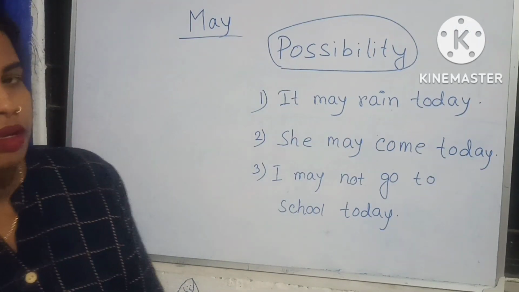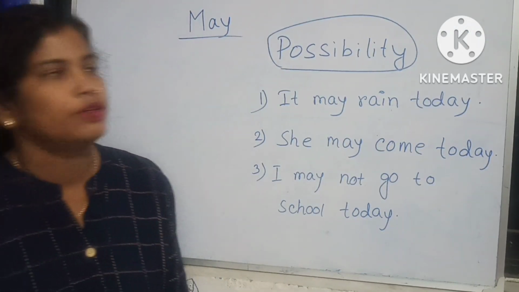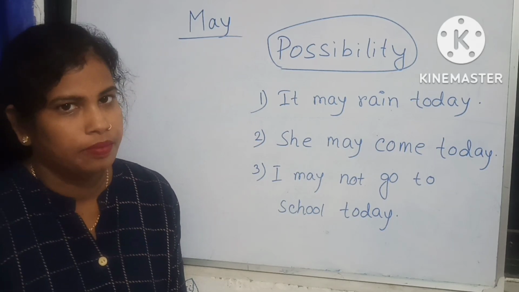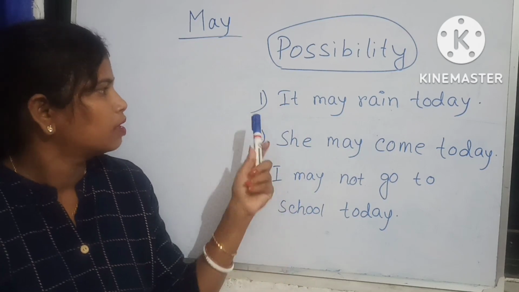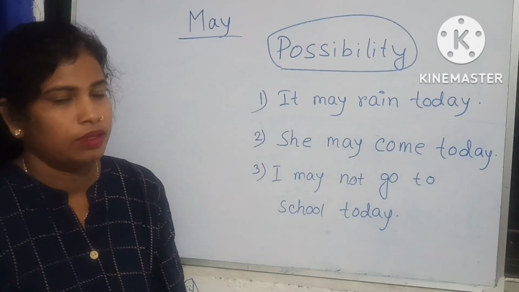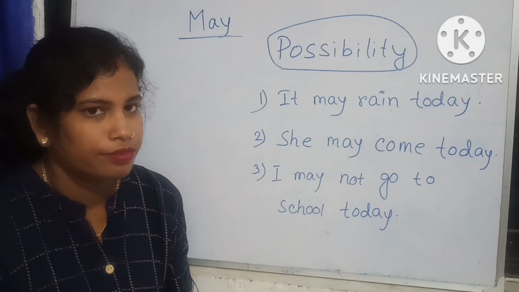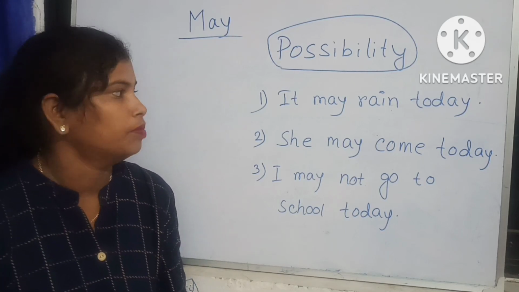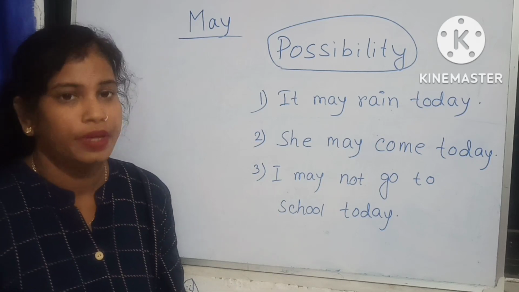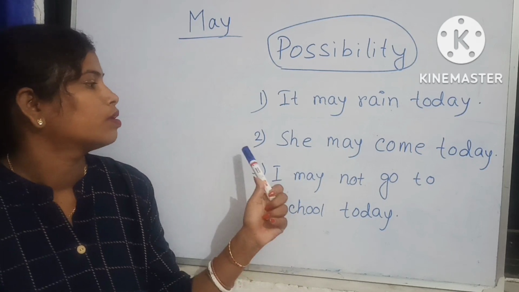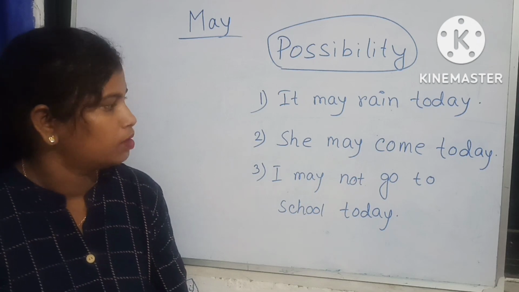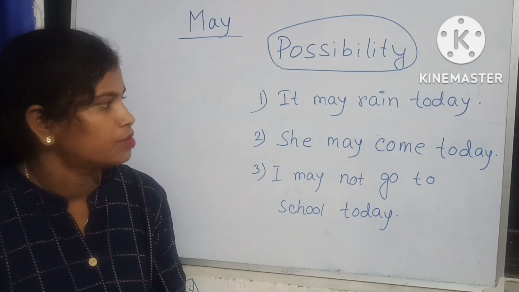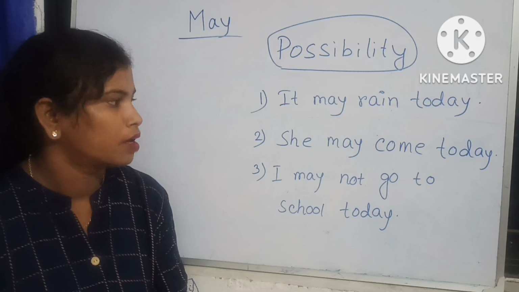Okay. Now, let's look at another use of may. May denotes possibility. Look at these examples. It may rain today. Something you are not sure of. You are not sure whether it will rain today or not. Then you say, it may rain today. She may come today. You are not sure. She may come or may not come. So you are saying, she may come today.